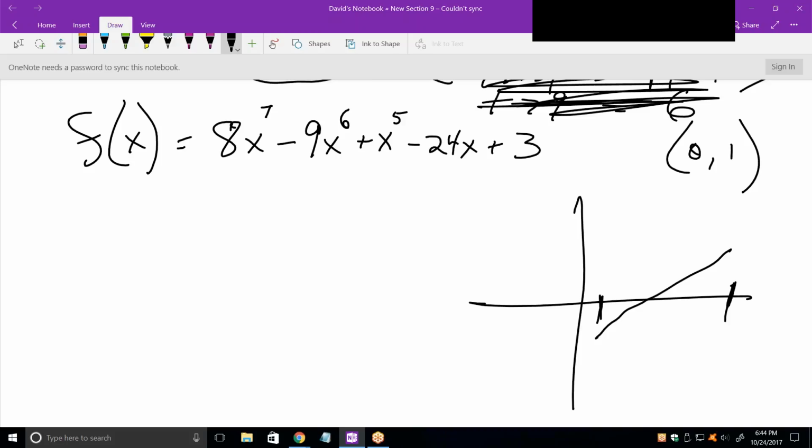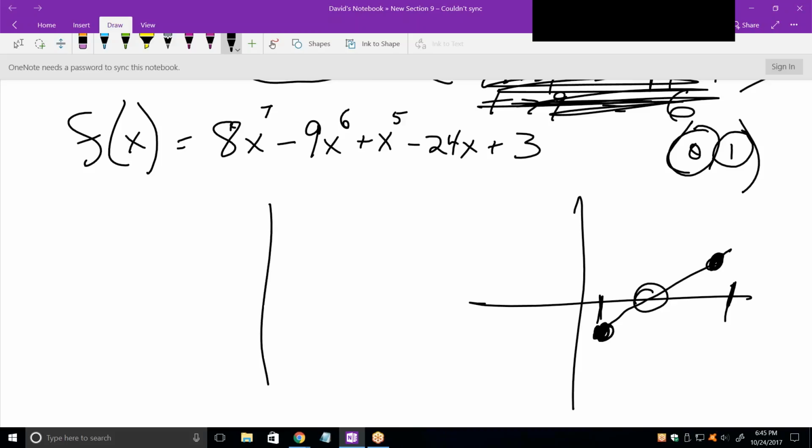So, if we evaluate the function at 0 and it ends up below the x-axis, and then we evaluate the function at 1 and it ends up on the other side of the x-axis, and it's continuous and differentiable, that means it's got to cross that point. It can't go from negative to positive without crossing the x-axis, not if it's continuous.